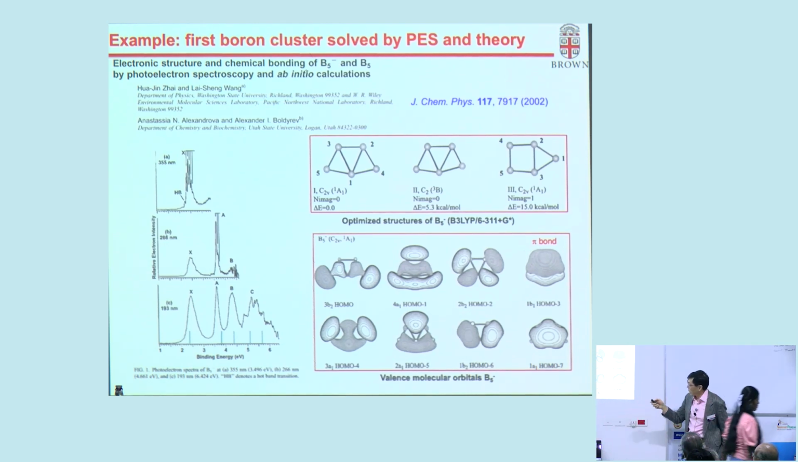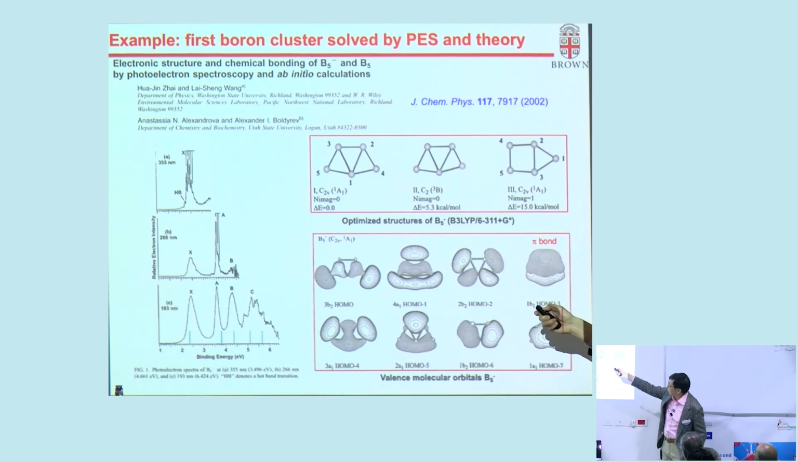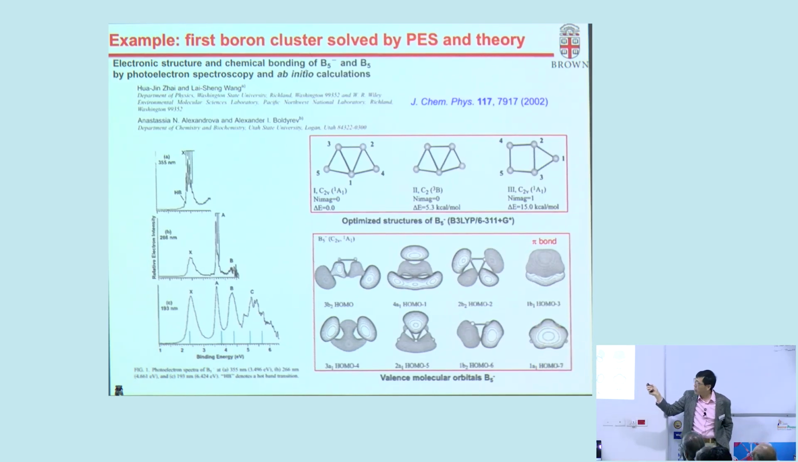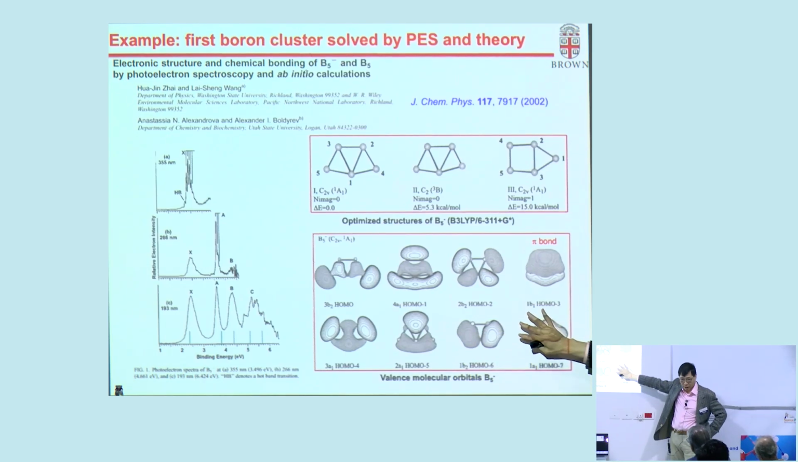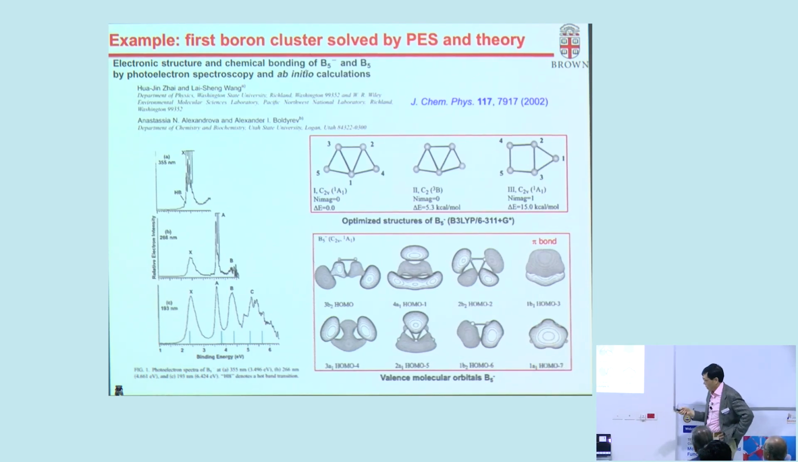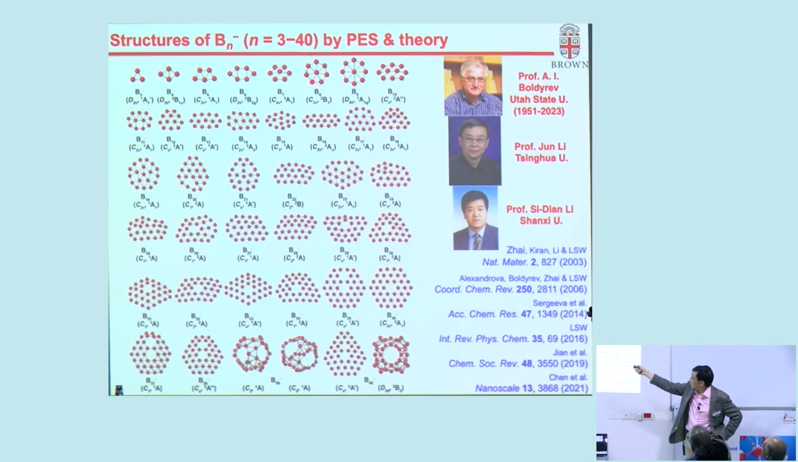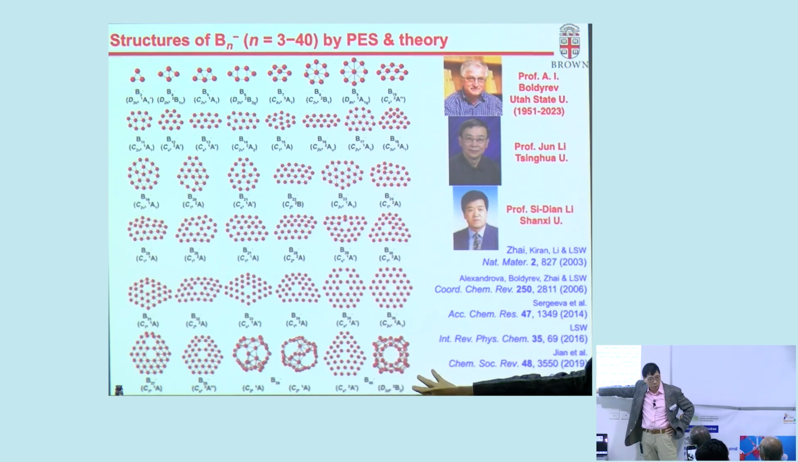Of course, I have a set of amazing theoretical collaborators. For this effort in particular, we started to collaborate with Professor Alex Boldyrev at Utah State. His first graduate student to work on this is Anastasia Alexandrova, who is now a professor at UCLA. Her PhD thesis basically involves the first few, up to B9. So these are the boron clusters that we have studied up to now, up to about 40 atoms.